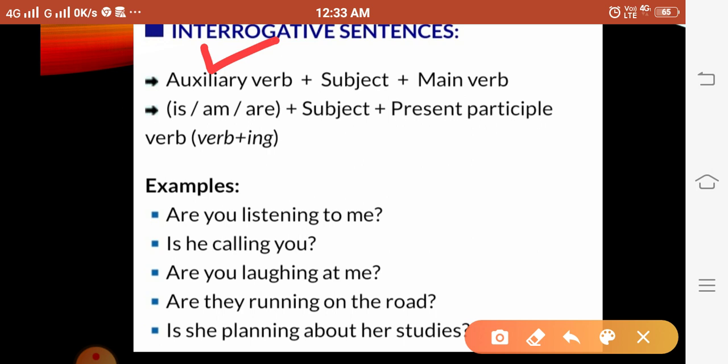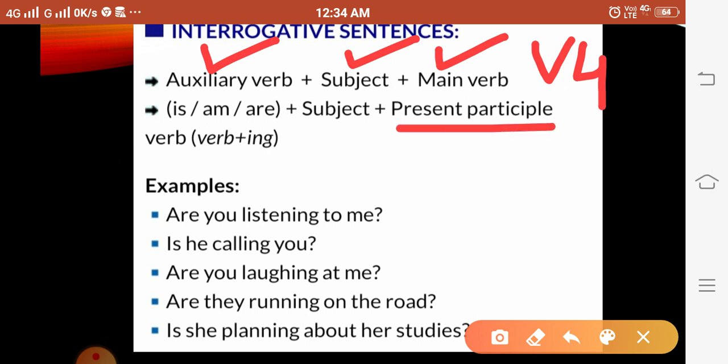Again, in present continuous tense, if we are forming an interrogative sentence, the auxiliary verb will come first, which is is, am or are. Then the subject, then the main verb. The main verb again will be the fourth form of the verb, which is the present participle form. So let's see the sentence structure one more time. First we use is, am, are. Again, the use of is, am, are will depend on the subject. If our subject is singular, we will use is. If our subject is plural, we will use are. If our subject is I, we use am. Then the subject, then the fourth form of the verb, which is the ing form, then the object if it is required.